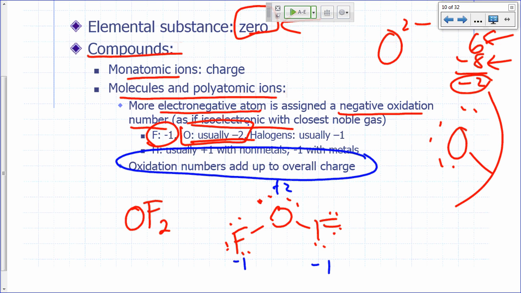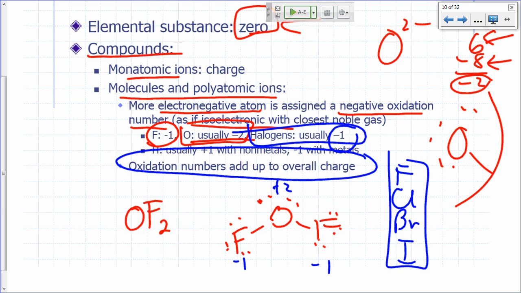Okay, halogens. What are the halogens? That's fluorine, chlorine, bromine, iodine. They're usually -1. They're among the most electronegative atoms. So you have to remember your electronegativities. You have to more or less know the sequence.